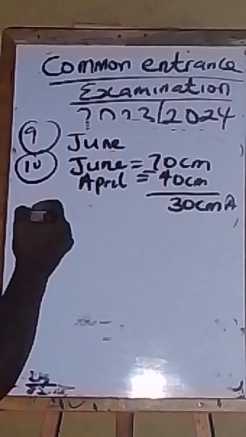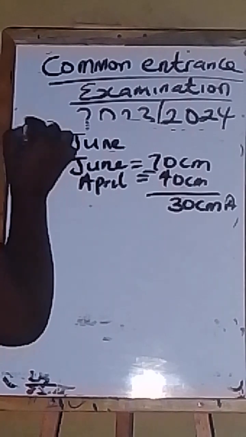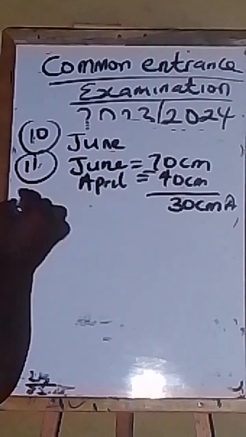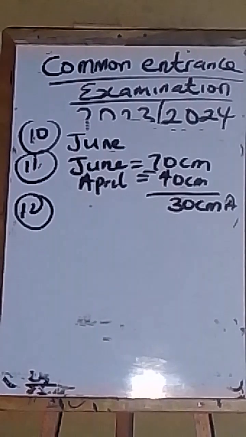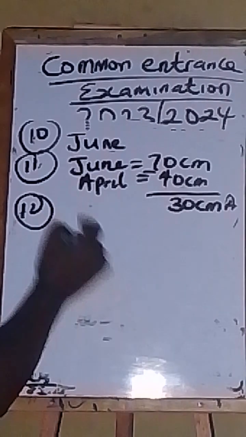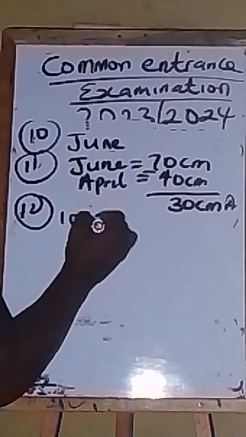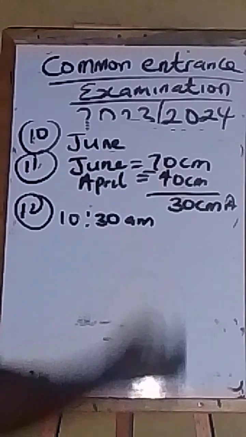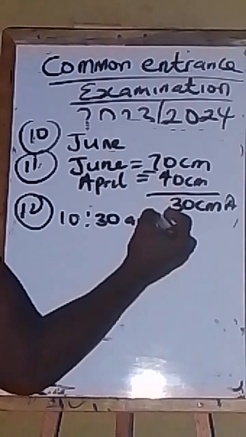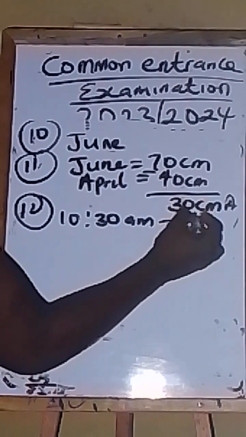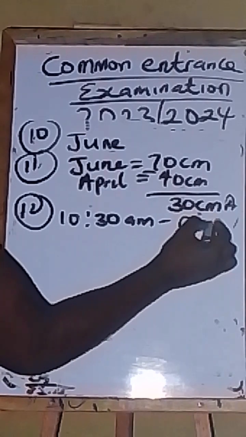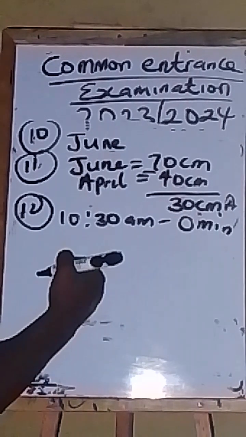Option A. So the next question: an airplane takes off from Lagos to Maiduguri at 10:30 a.m. That's the starting point, which is 0 minutes. We can say it's 0 minutes, but it's starting at that point.